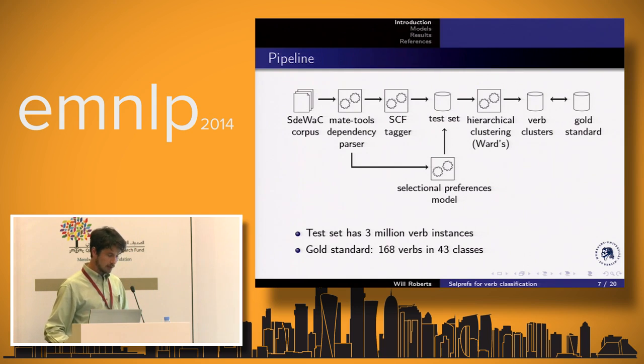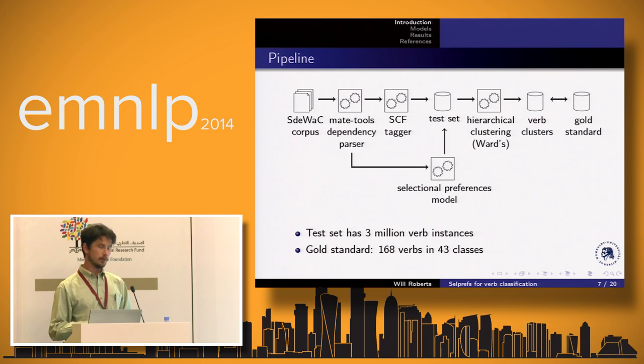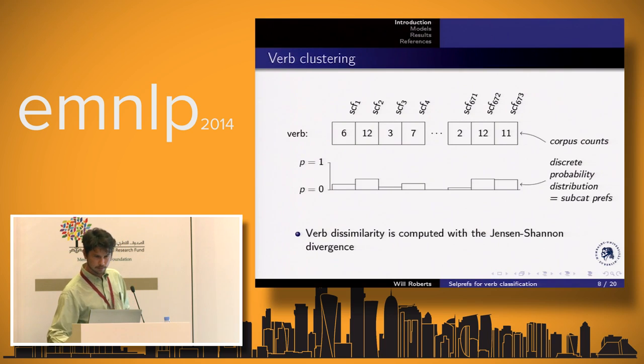It's this test set that we're going to then enrich with selectional preferences information. Once we have this test set, we take the verbs in the test set and cluster them using hierarchical clustering with Ward's criterion, which is a standard deterministic algorithm. This produces a verb clustering that we can then compare to a gold standard. The standard that we use in this work is one that was published by Schulte im Walde in 2006, and you can think of it as a small-scale VerbNet-like classification. The statistic that we use for evaluation is called the pairwise F-score.